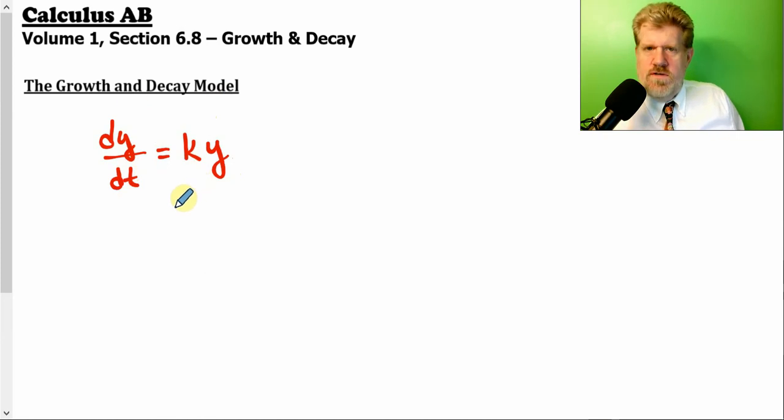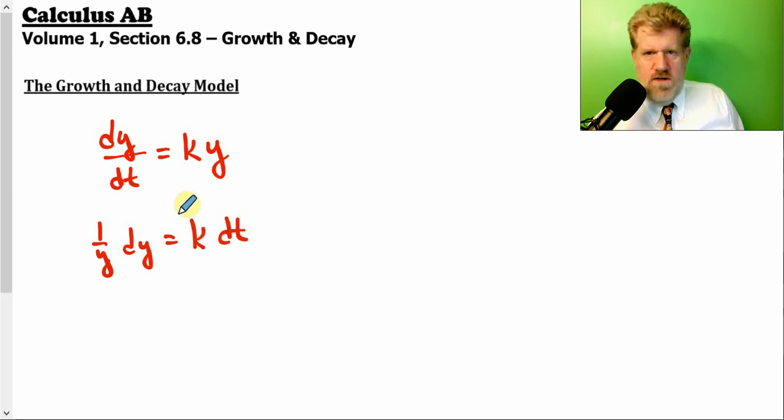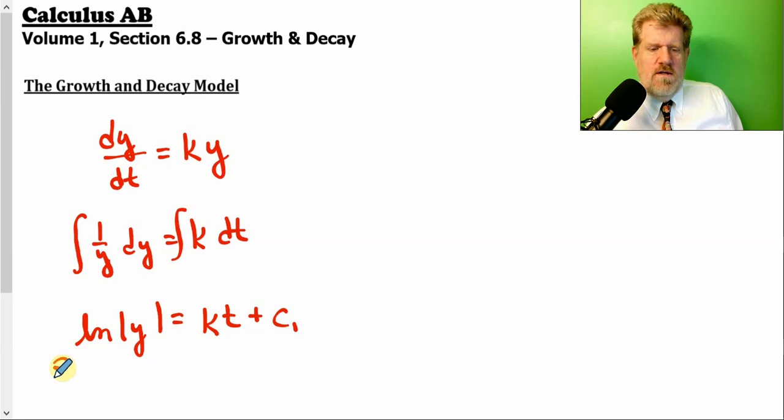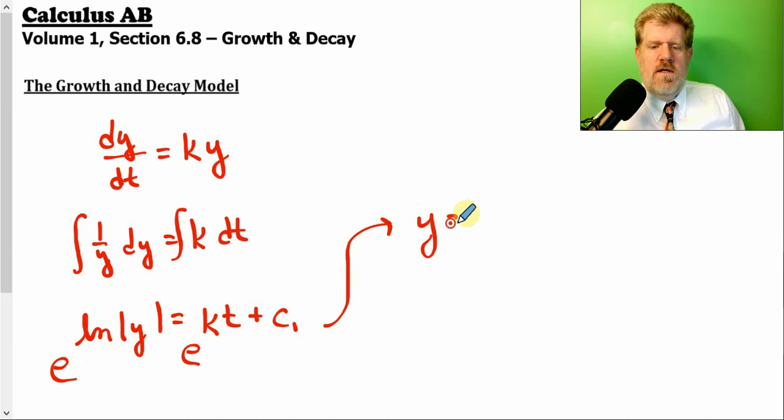Now let's solve this differential equation. And when we solve it, I think you'll notice something. So we're going to divide by y on both sides to get the y's over here. Going to multiply both sides by dt. Remember, k is a constant, so it doesn't matter what variable we're using. So now that it's separated, we're going to integrate it. So this is the natural log of y equals k times t plus a constant. The inverse is e's, so let's see what happens when we get that. So this is y equals e to the kt plus c sub 1. And as we talked about in the last lesson, when we add the exponents, it's the same as multiplying their bases.